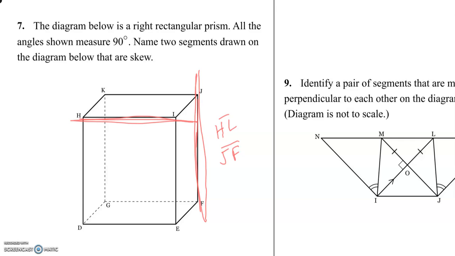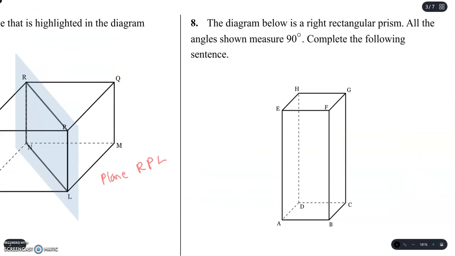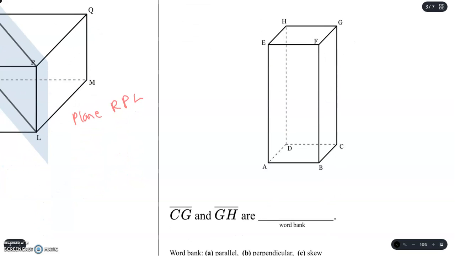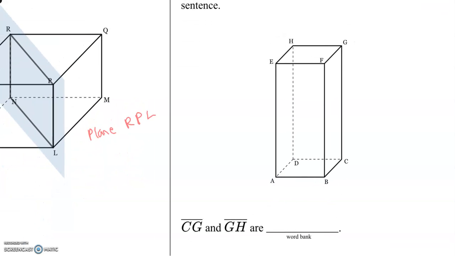All right, let's take a look at another example here. Okay, the diagram below is a right rectangular prism. All the angles shown measure 90 degrees. Complete the following sentence. So here they just want to know, let's see if you can find CG here. Draw that a little better. For this line here. All right, and GH. GH, right here. You can tell those are perpendicular, and I'm going to abbreviate perpendicular.